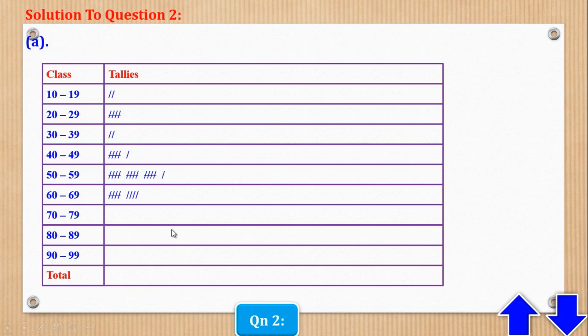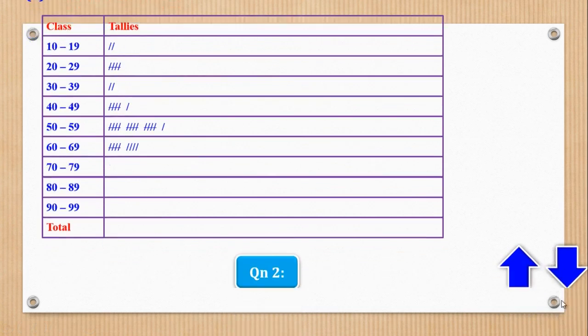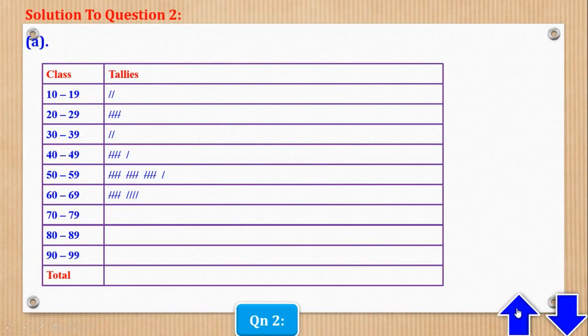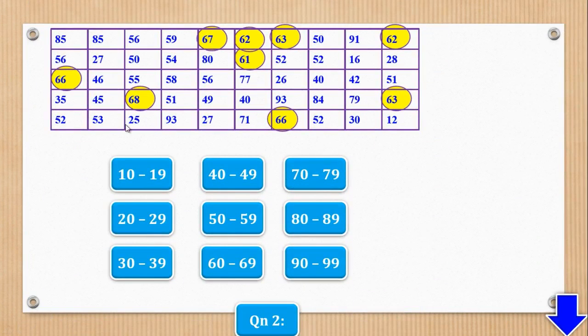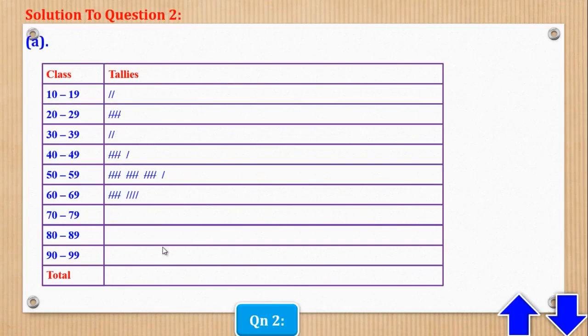Now we shall go to 70 to 79. So I'm going to first remove these ones, then I can now go to 70 to 79. There are only 3. 1, 2, 3. So I'll come back here and put tallies to represent 3.